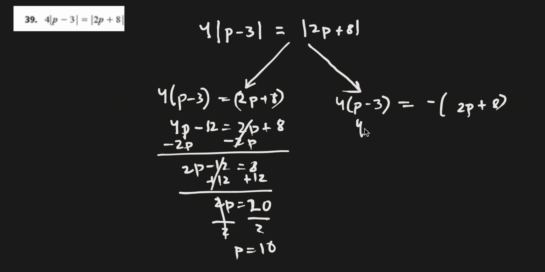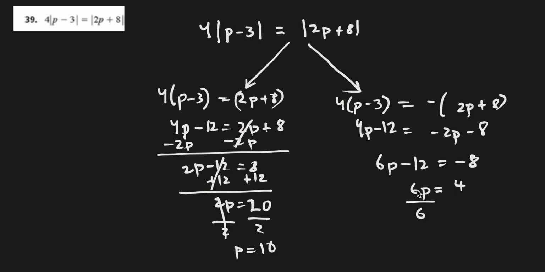So this is going to be 4p minus 12 is equal to negative 2p minus 8. Add 2p both sides, is 6p minus 12 is equal to negative 8. Add 12 both sides, 6p is going to be equal to 4, right? Yeah, 4. So divide by 6, p is equal to 2/3. Now let's do our checks. So let's do our check step here.